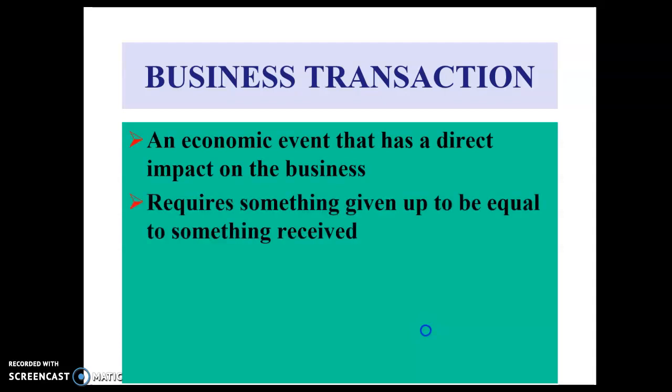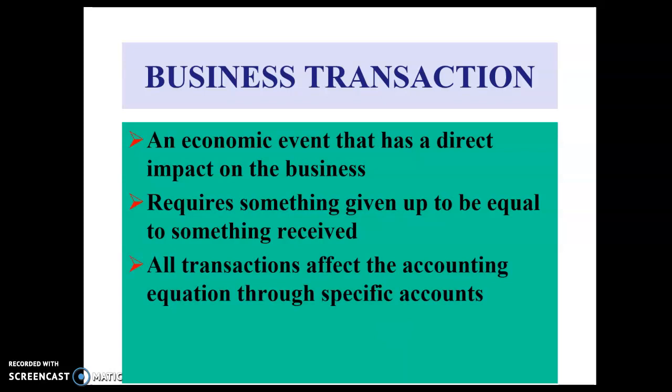When we have business transactions, we have an economic event that has a direct impact on the business. It requires something that the business is going to give up, and that's going to be equal to something that the business is going to receive. That becomes a business transaction, and then we have to analyze it and figure out how to record it into the books. When we record it into the books, we're going to use accounts. Those accounts are going to be on a chart of accounts.